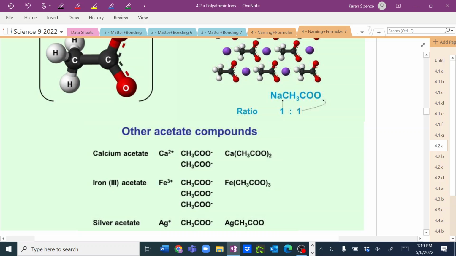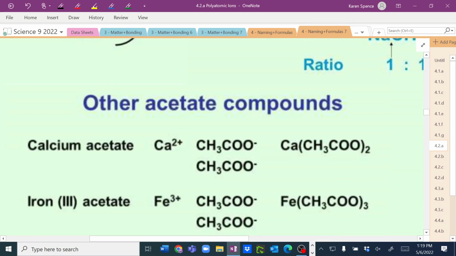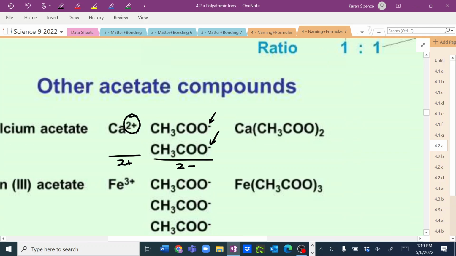Here are some other acetate compounds. Calcium acetate. Calcium is 2+, so we need 2 of the -1s to balance that out. That gives us a 2+ and a 2-. Sometimes you'll see people write this formula like this.